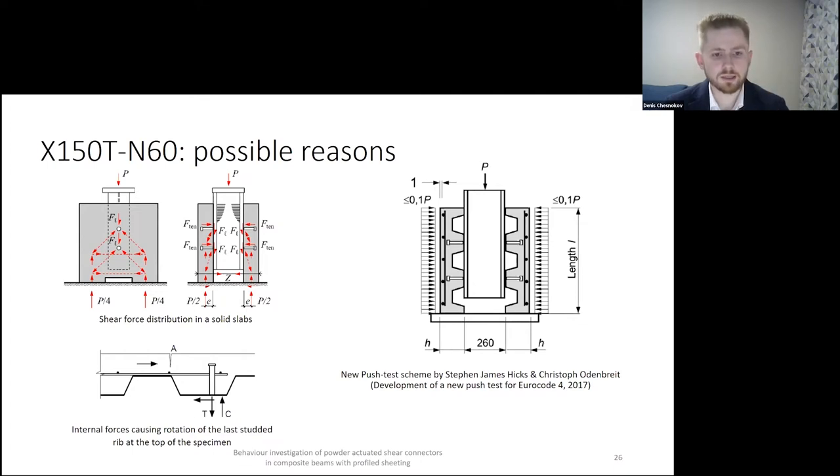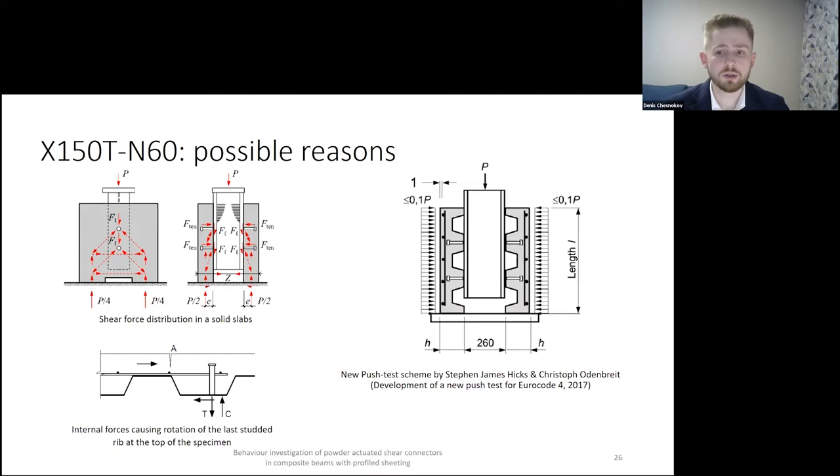with profiled sheeting, in some cases we could face the rotation of the top rib that occurs due to a pair of shearing forces rotated, and in real structure we never face this effect, because in real structure, we have a live load on the floor, and it creates additional stress inside the slab, and it covers this rotation process. And this idea to modify the standard push test by applying additional side loading, according to his idea, should prevent this back-breaking failure mode.